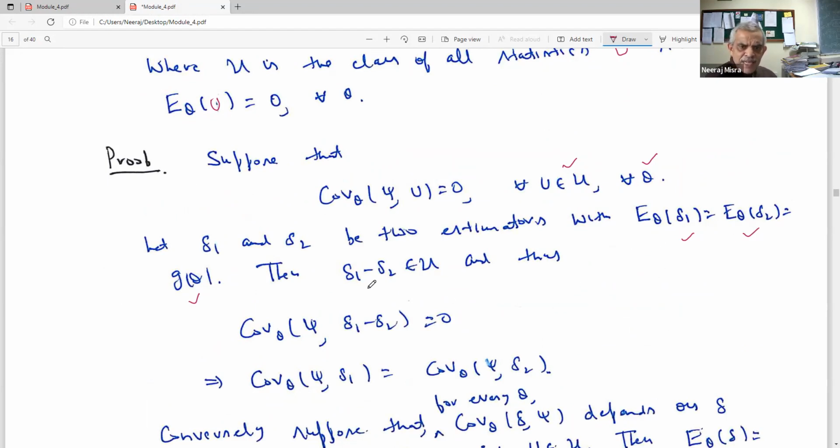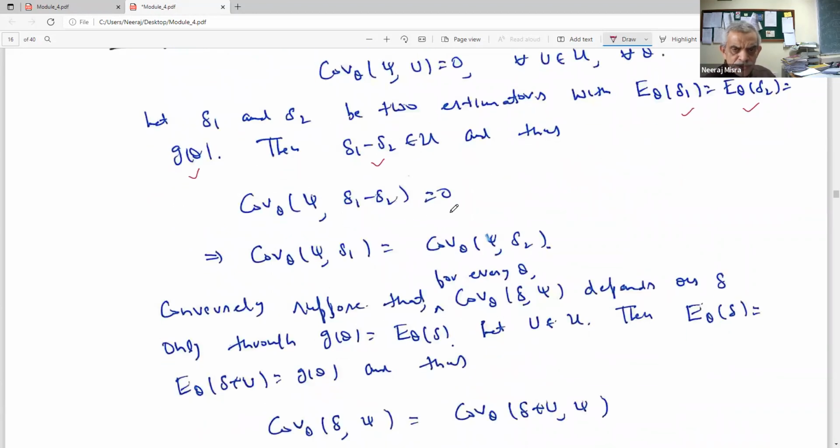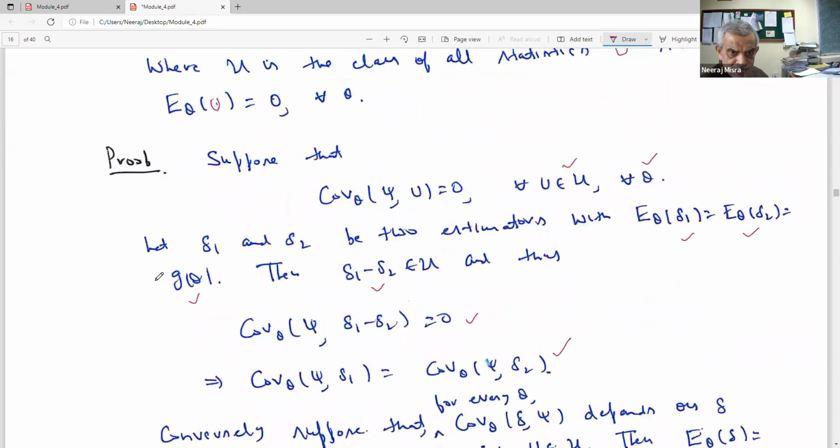Now, I know that delta 1 minus delta 2 is an unbiased estimator of 0. And therefore, covariance of psi and delta 1 minus delta 2 would be 0, because that is what is given to me. This is equivalent to saying that covariance of psi with delta 1 would be the same as covariance of psi with delta 2. Or in other words, covariance of psi and delta depends on delta only through the common thing they have, which is their expected value.